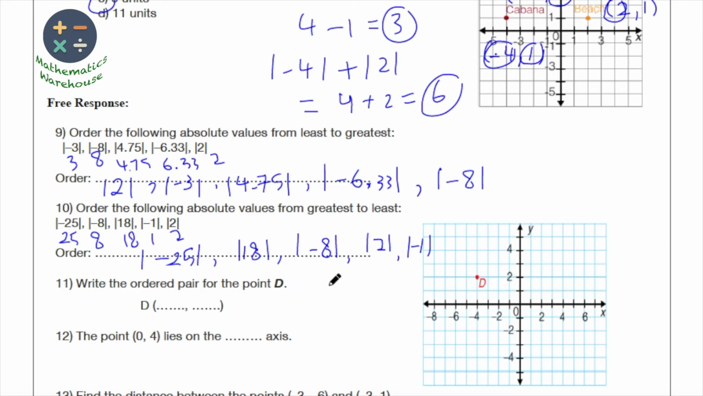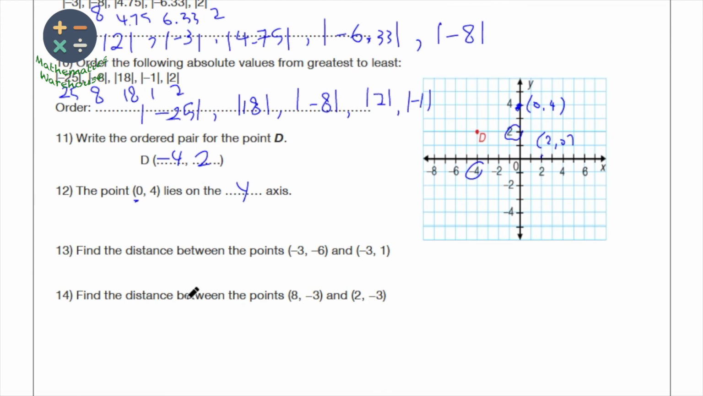Write the ordered pair for the point D. If you look at D, here on the x-axis we have negative 4 and on the y-axis we have 2. So it's negative 4 and 2. The point 0 and 4 lies on the y-axis. Of course, if you have the x component 0, it means it's on the y-axis, which is this point. And if you have the y component 0, it means it's on the x-axis. For example, this point is 2 and 0, but this point is 0 and 4. So the answer here is y-axis.